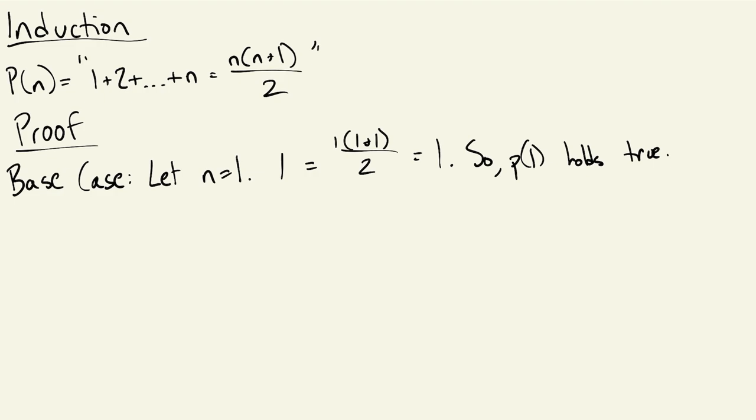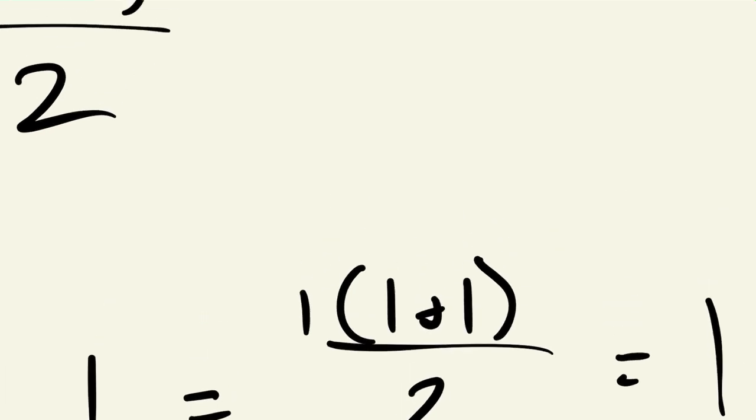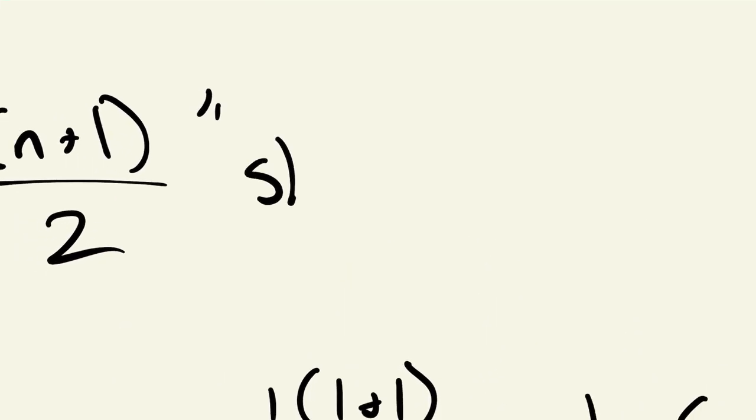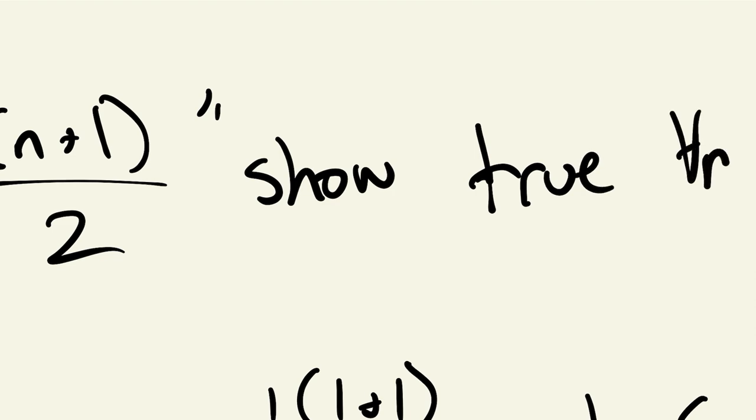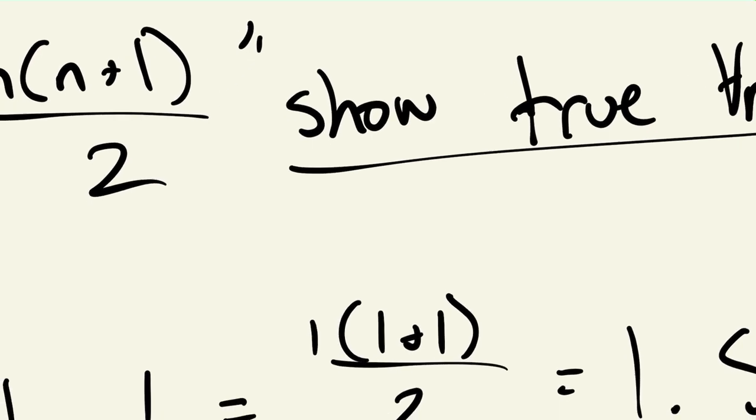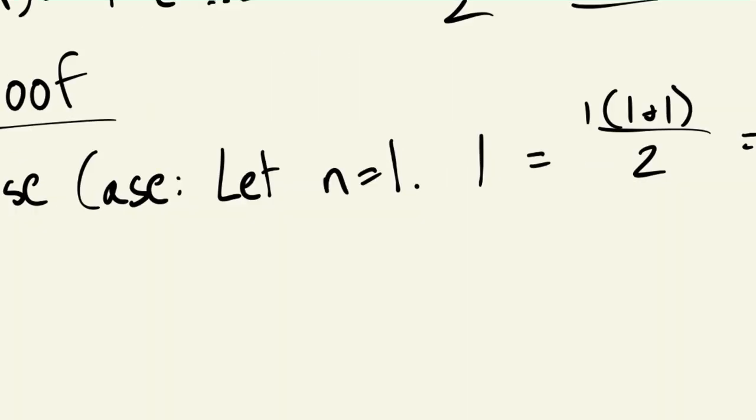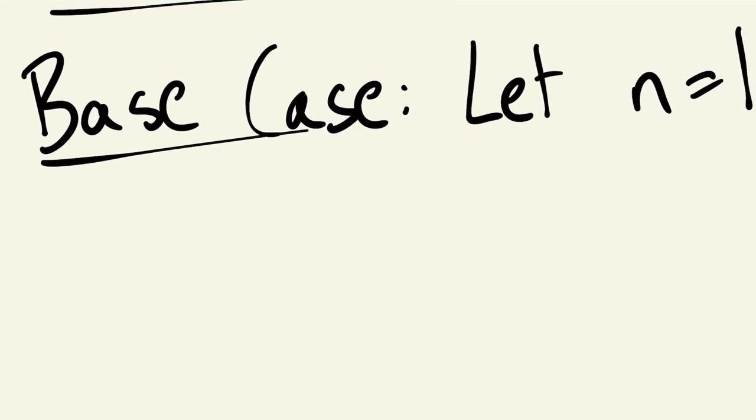And we will build it up using the inductive hypothesis and the inductive step. And I should add up here, we want to show that this is true for all the natural numbers, right? So this is the goal. So we have our base case where we have shown that it works for n equals 1, and we're going to do the inductive step next.